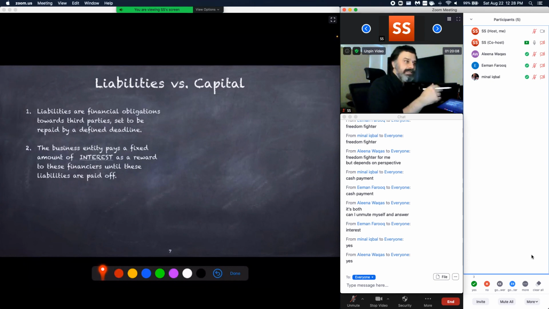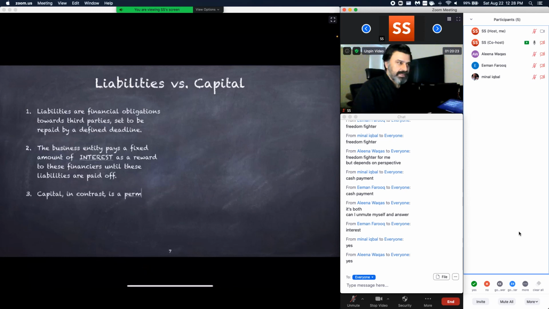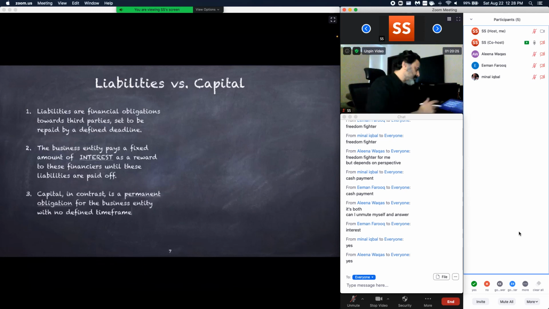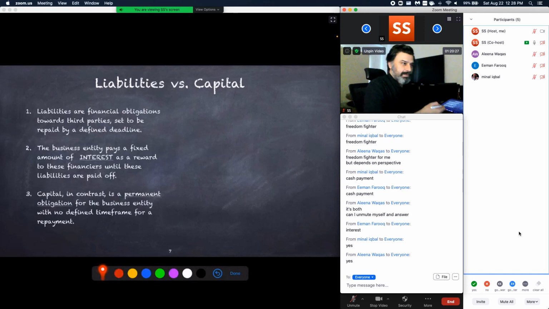Now, capital, coming to capital, capital is also an obligation for you. You're the business entity. You also owe to your owner, not just the external financiers. You also owe to your owner, right? So, capital, however, is a very specific type of obligation. Capital is a permanent obligation. That means capital will never be repaid.